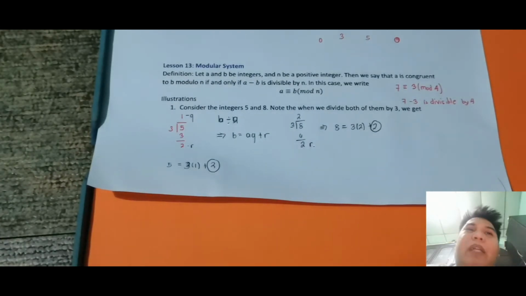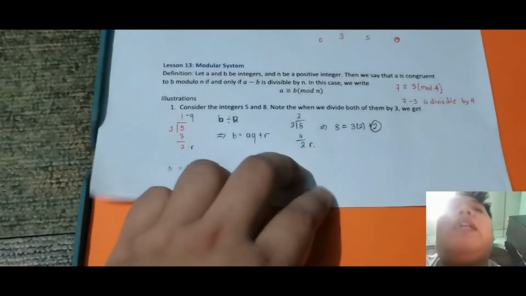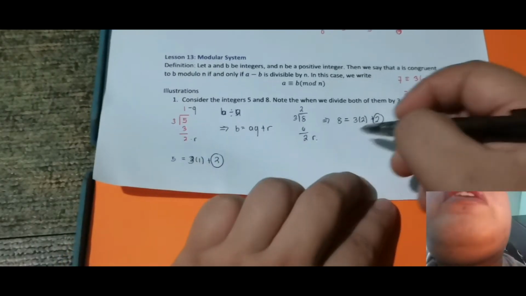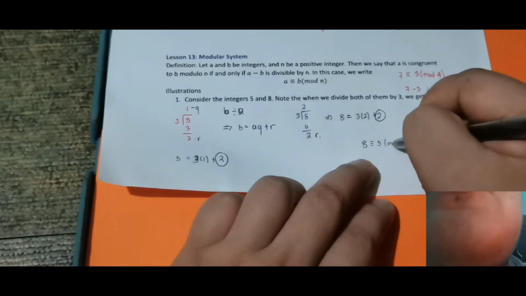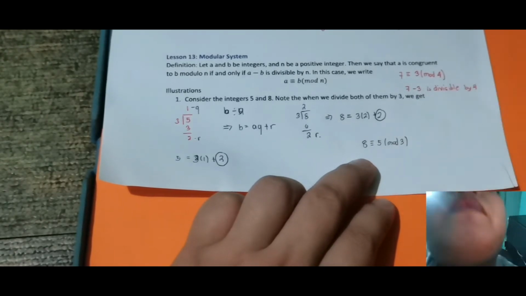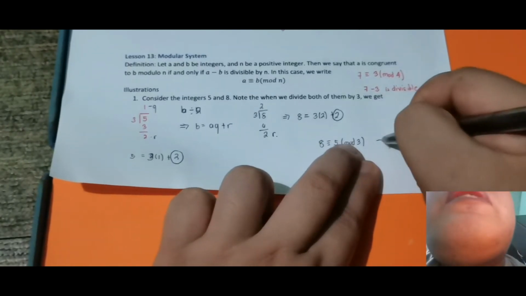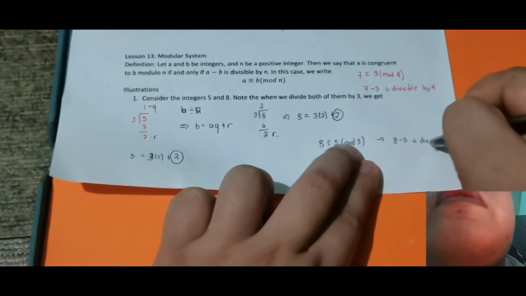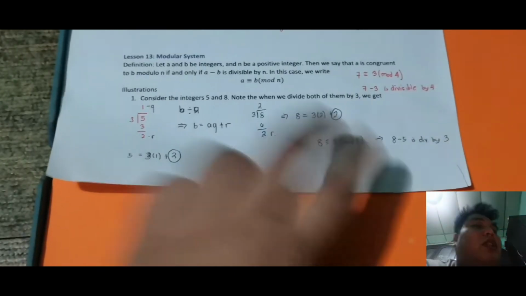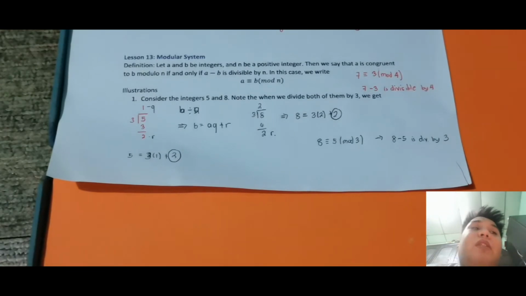Ngayon, anong sinasabi nito? Consider the integer 5 and 8. Since parehas sila ng remainder, ibig sabihin silang dalawa ay congruence modulo to each other by the number 3. Meaning, since parehas silang may remainder 2, pwede kong sabihin na si 8 is congruence to 5 modulo 3. Why? Kasi ibig sabihin lang nito is just 8 minus 5 is divisible by 3. Which is correct kasi 8 minus 5 is 3 and 3 is divisible by 3.